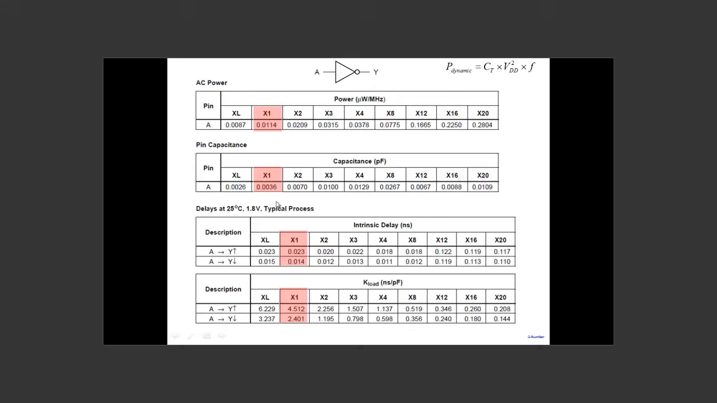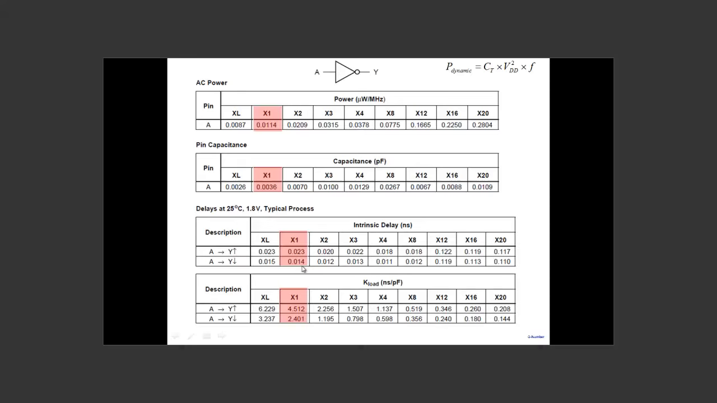The other information that the manufacturer is listing is the intrinsic delay. The intrinsic delay is 23 picosecond when you go from low to high. Output going from low to high is 23 picosecond, and high to low is 14 picosecond. So it's asymmetrical here. The design is not very symmetrical, 23 and 14 picosecond. These are the intrinsic delays.